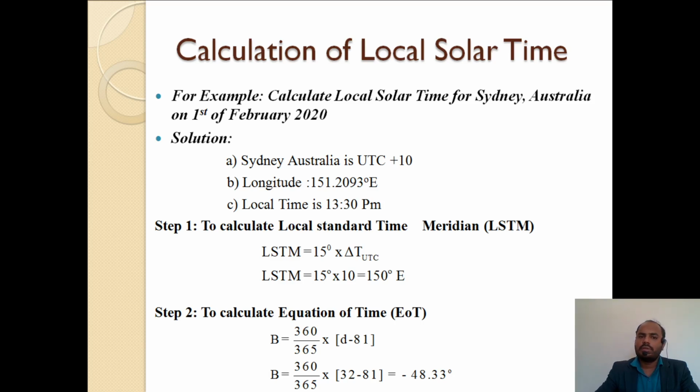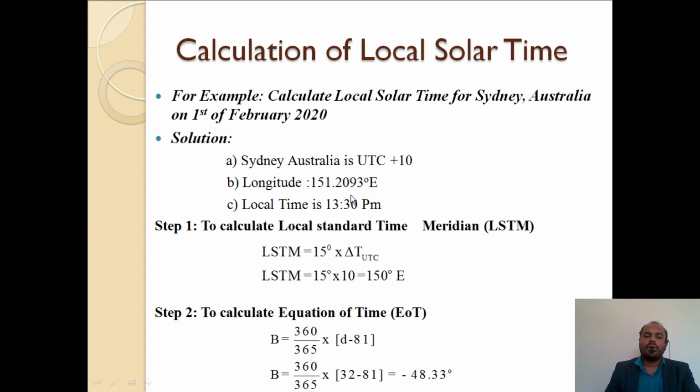Calculation of local solar time. If we want to calculate a local solar time, we have to consider some standard procedures. Let's say, for example, we calculate the local solar time for Sydney, Australia on the 1st of February 2020. To calculate the LST, we need some data. Sydney, Australia is in the UTC zone plus 10.